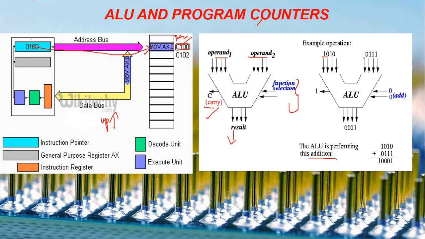So now add these two data, 1010 and 0111. We all know binary addition. So 0 plus 1 is 1, 1 plus 1 is 10. Again 1 plus 1 is 10, 1 plus 1 is 10. So that's given here. These 4 bits will be taken in the result 0001, and this 1 will go to carry. Okay, this is an ALU operation, a small mathematical operation I have given here.